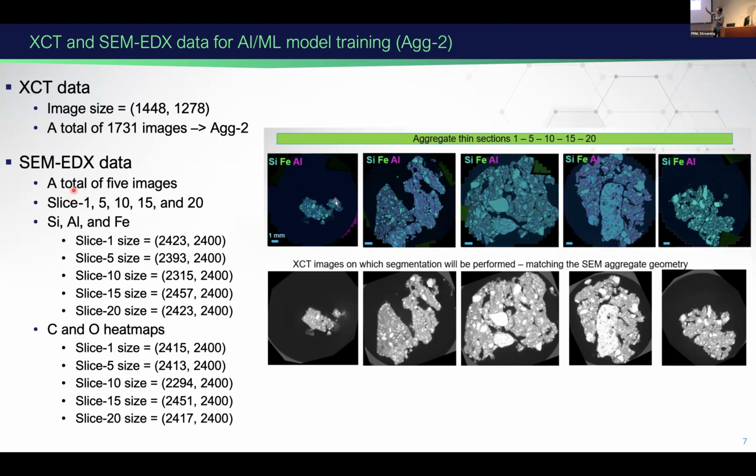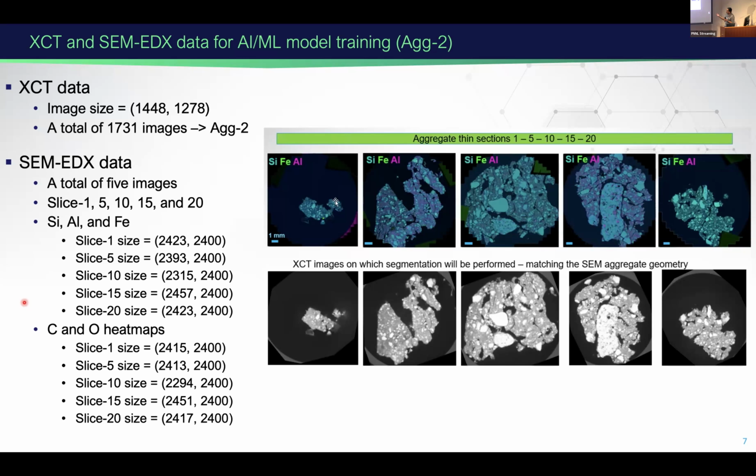data. And the second part is, you are getting these slices from the SEM-EDX, and each of these slices is of a different dimension. So as you can see, even within the elemental dimensions for silica, aluminum, and iron, along with carbon and oxygen, you have different dimensions that you need to curate. And that is very important, because you can't just give this to a machine learning toolbox or a deep neural network toolbox to link whatever is in the XCT to SEM-EDX.